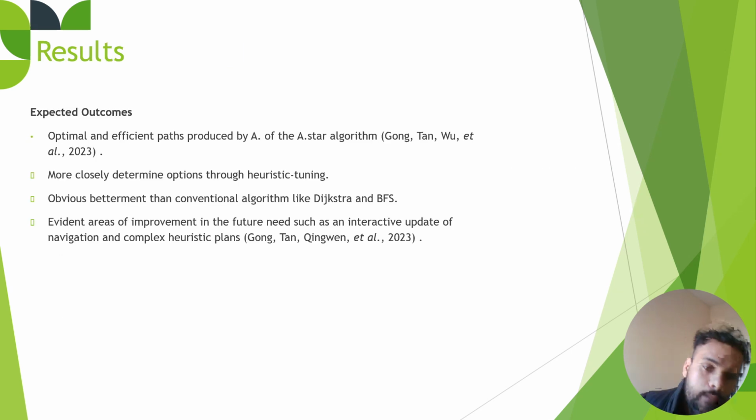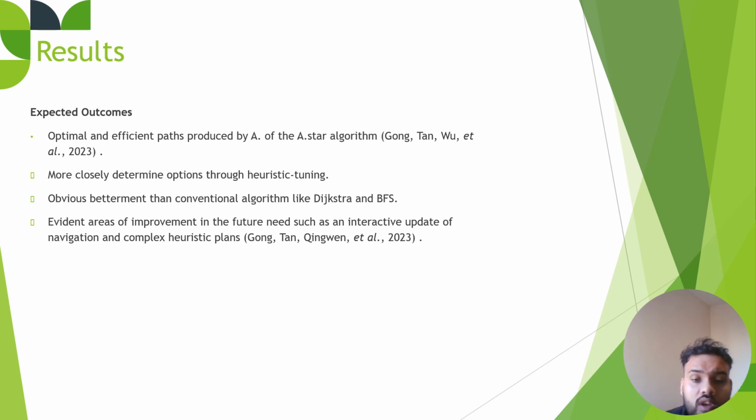Last slide is the overall results which we have proposed from the last slides. Results: we have outcomes that we can expect from implementing the system. First and foremost, the algorithm will produce an optimal and efficient path, where optimality is guaranteed by an admissible heuristic, and efficiency comes from the heuristic guidance. Through heuristic tuning, we can achieve a more accurate route determination for a specific environment.